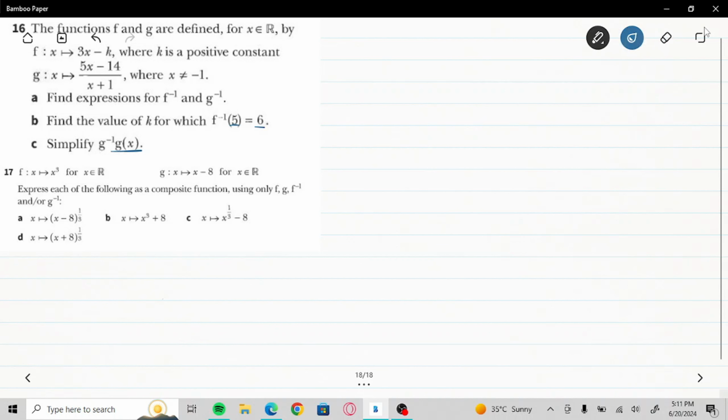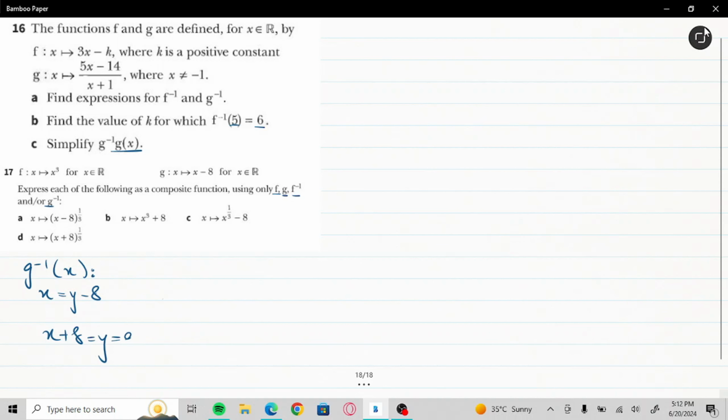And as we can see, they have given us f(x) = x³ and g(x) = x - 8. They have given some expressions and told us to find them using only f, g, f inverse or g inverse. First of all, find g inverse of x. For g inverse, x = y - 8, so x + 8 = y, which is the inverse of the function g.